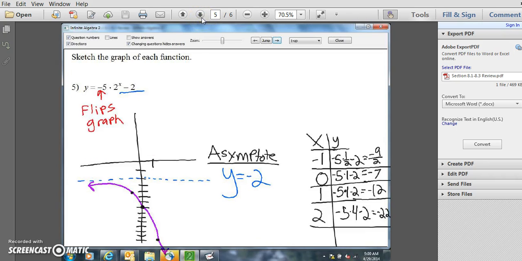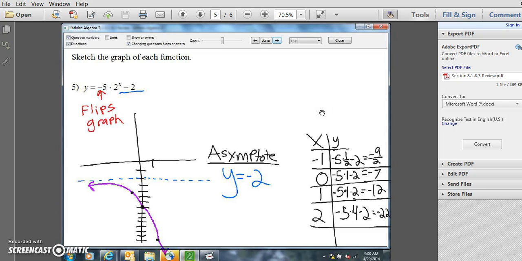Number 5 is a couple things. First off, that -2 makes my asymptote y equals -2. Dotted line across there. That negative in front flips your graph. So instead of going up and to the right, now it goes down to the right. Note arrows at both ends. Nice smooth curve, and here are your points.